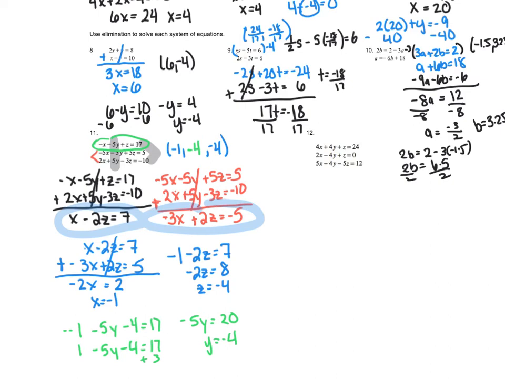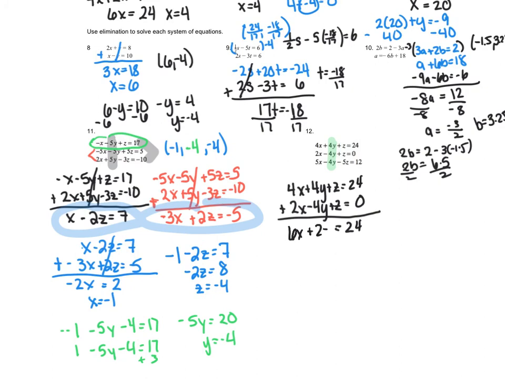All right, again, we're going to examine our equation, which I see we have y's that are opposite. So let's go ahead and pick the first two because they're opposites. So 4x plus 4y plus z equals 24. 2x minus 4y plus z equals 0. We're going to add these together. We get 24 on this side. This is going to be 6x and 2z.